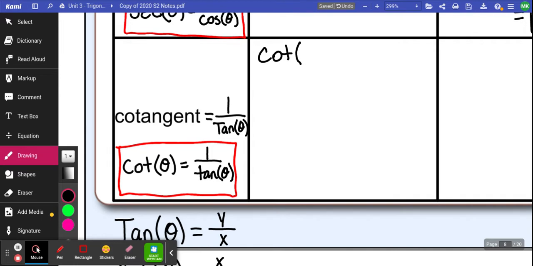Cotangent of this is 30 degrees, right? Okay, so cotangent of 30 degrees would mean that you look at 30 degrees on your unit circle, take your x value divided by your y value. If you go to 30 degrees, the x value is root 3 over 2, and the y value is 1/2. Sorry, I got that backwards. The x value is root 3 over 2. The y value is 1/2.